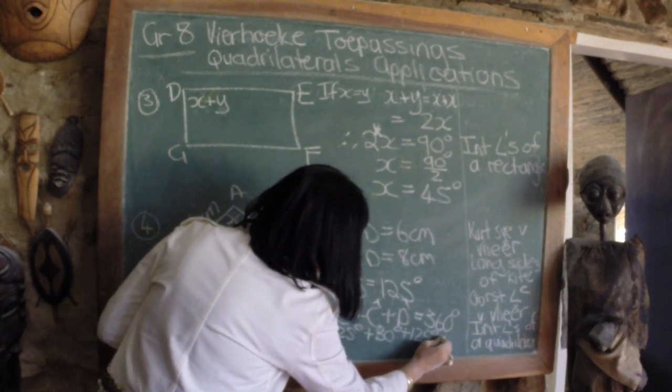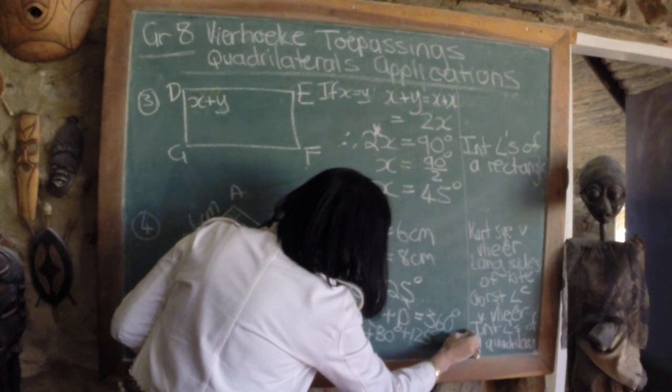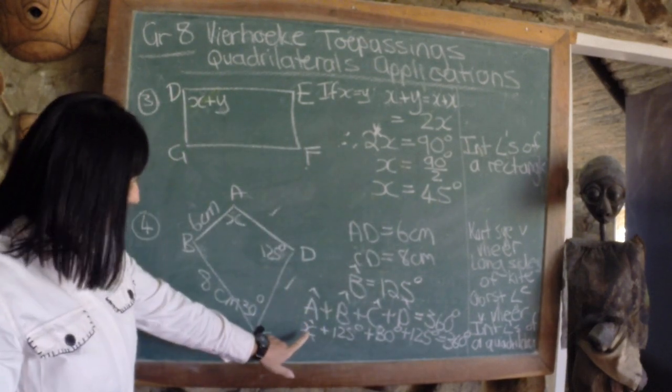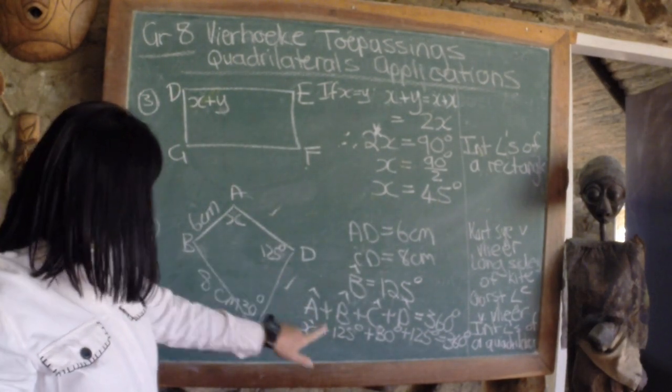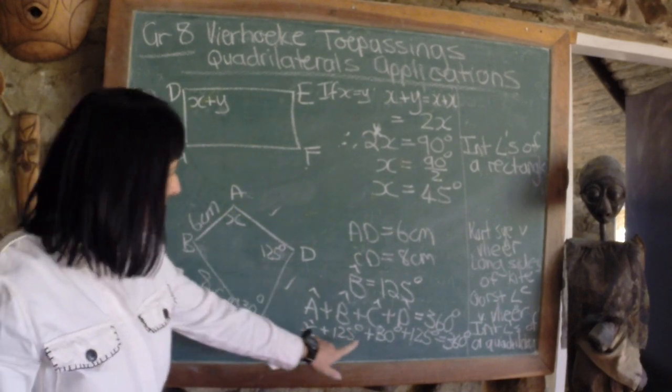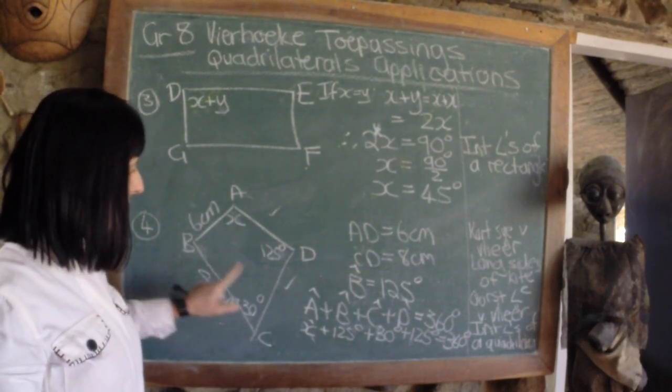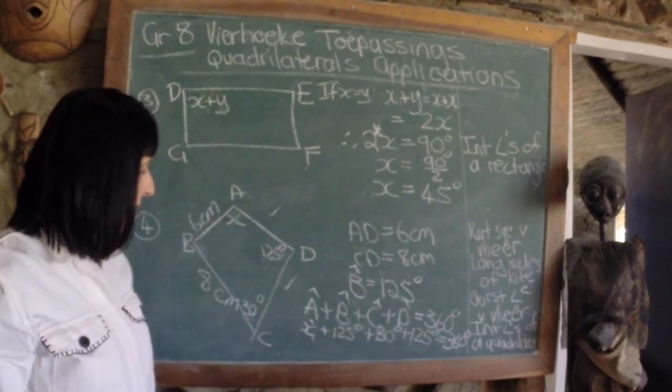And that must add up to 360 degrees. So, we're going to substitute. A equals x, B equals 125, C equals 30, and D equals also 125.